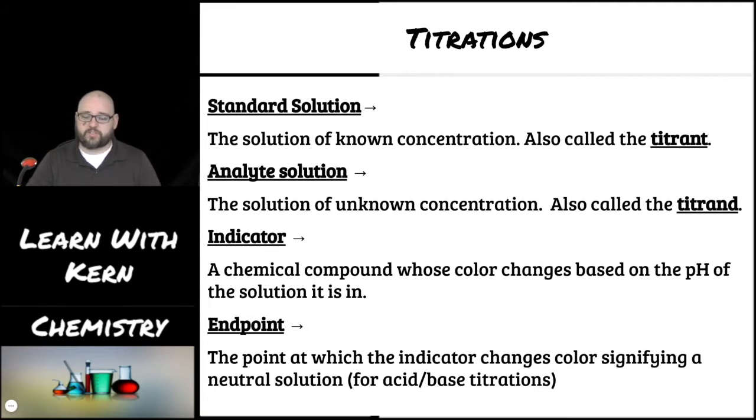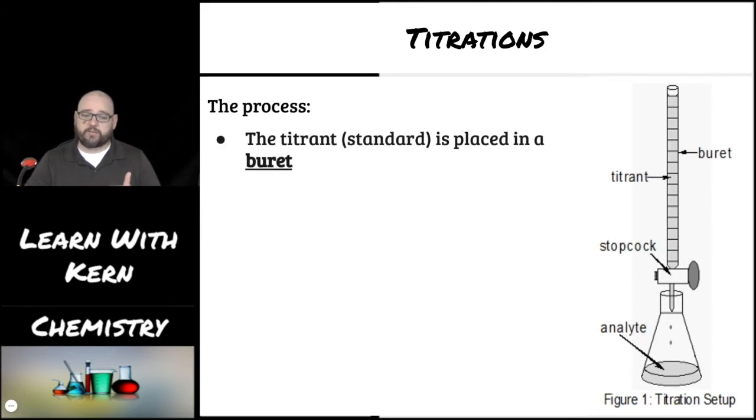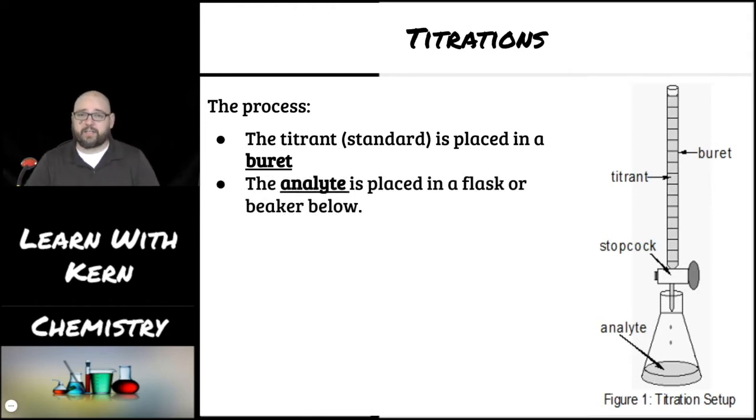So this is the setup for a titration. You have something called a burette, and that's where you put the titrant. You have the analyte in a flask or a beaker below, and this is the process. So you're going to take your titrant, your standard, and place it in the burette. The burette is that tall, skinny thing with a valve on it. You're going to put the analyte, the thing that you're analyzing, in a flask or a beaker below the burette.